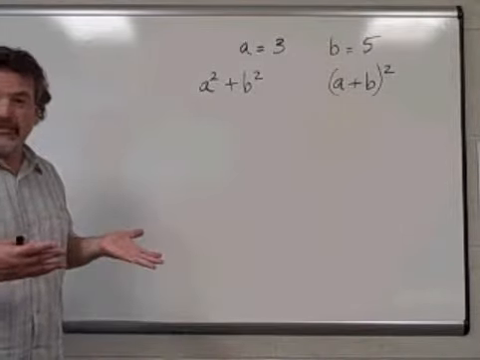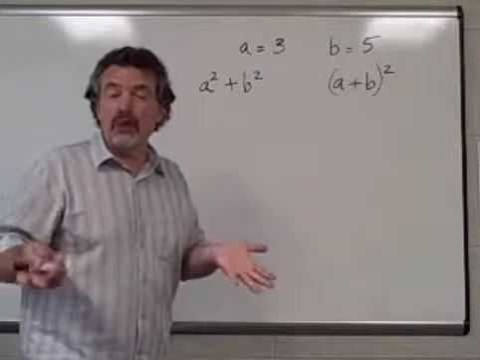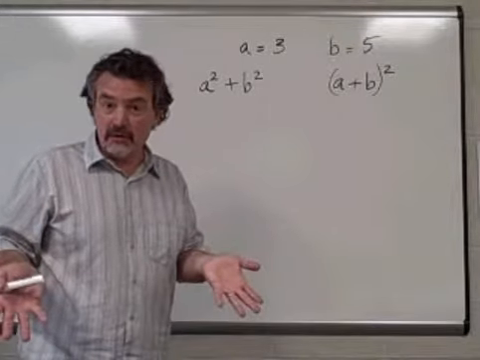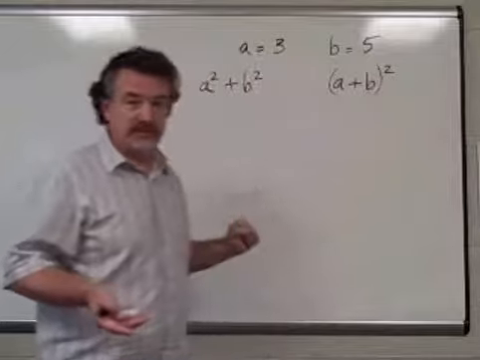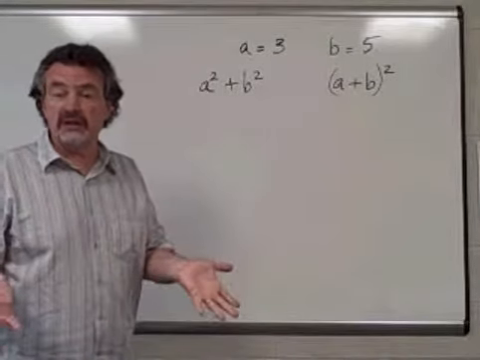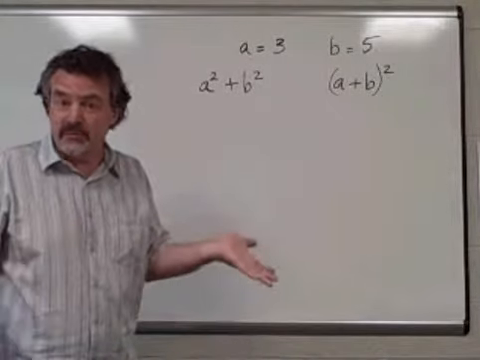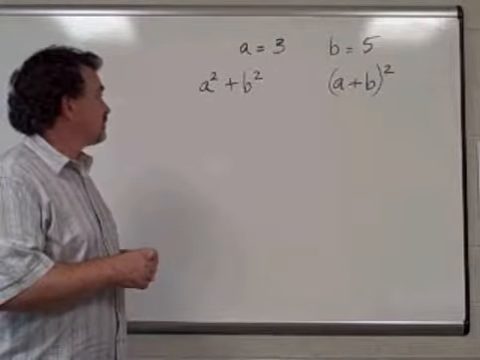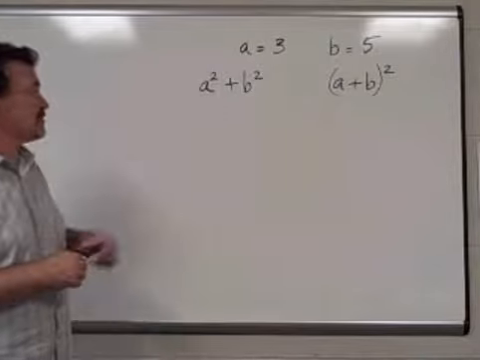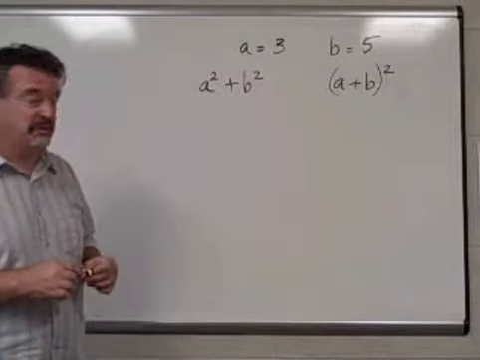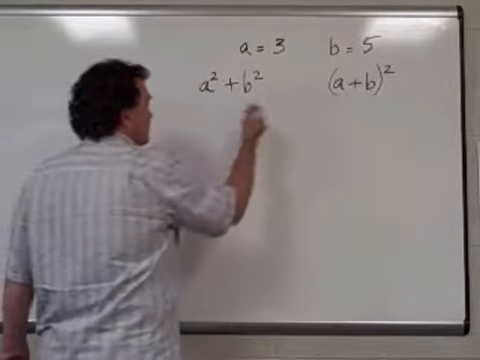Well, let's see. All we have to do is find one instance where it doesn't work, where a squared plus b squared is not equal to the square of a plus b. All we have to do is find one example where it doesn't work, and that proves that it's not true. So let's evaluate those two expressions with a being 3 and b being 5. So we make our substitutions.